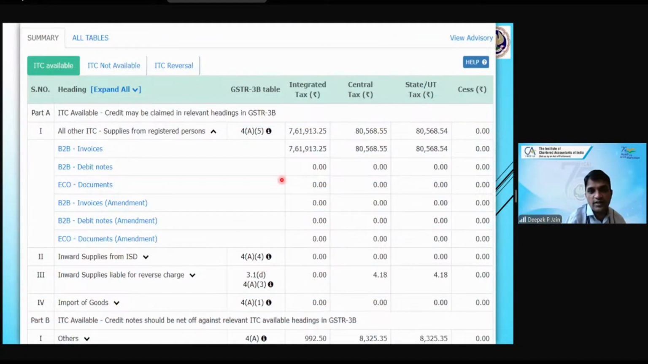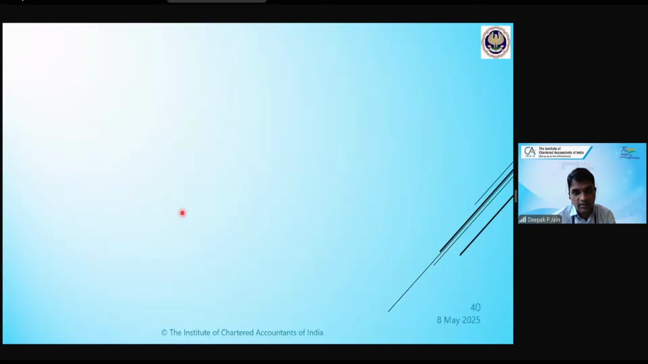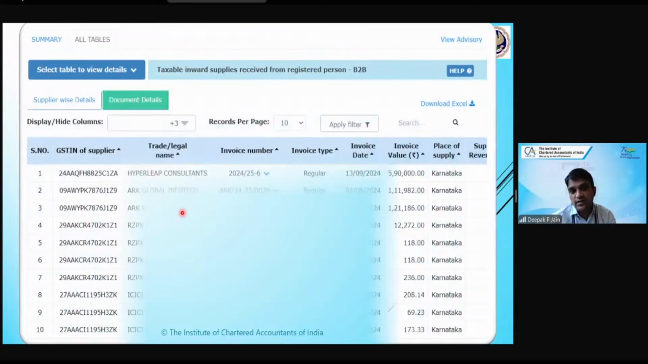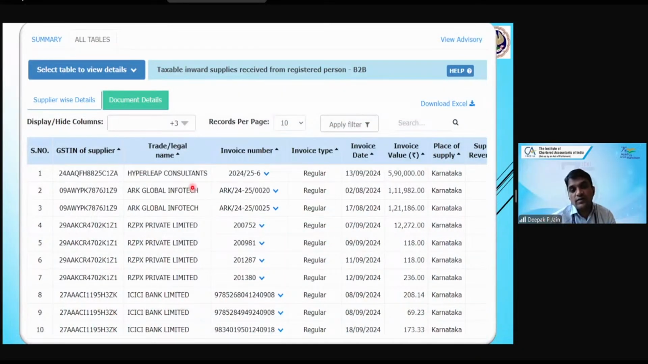In GSTR 2B, if you drill down further, it will give you classification saying from where all you have got the credit. Is it from invoice, debit note? Is there any other documents? All the details will be available. When you click further, you will get to invoice level, party level details, who has given you the credit. If your purchases are more and this is less, where is the difference? You have to do a reconciliation with each party wise details.